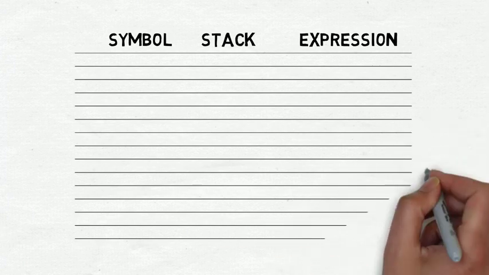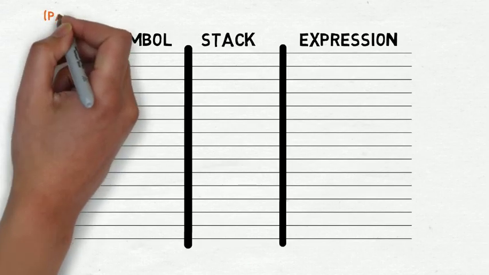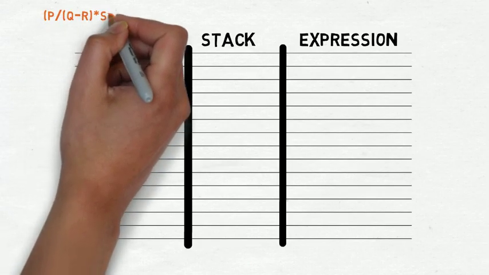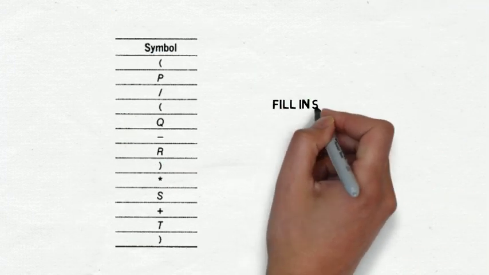Now let's draw a table and name it as symbol, stack and expression. And this is the example we are going to convert. The first step is to write the given expression in the symbol column.